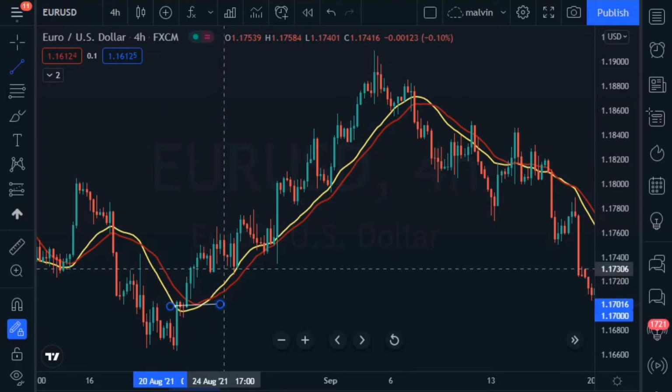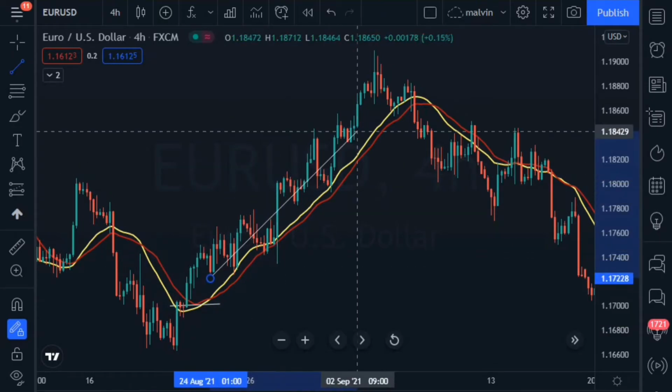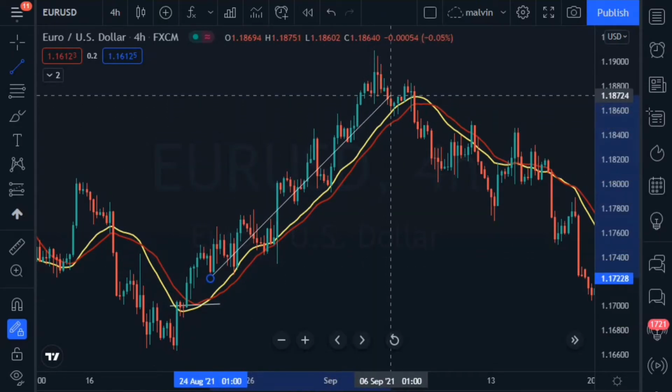So we hold our trades, we hold our trades. When do we have to get out of the market? So I want you guys, looking at this, I want you guys to see this.